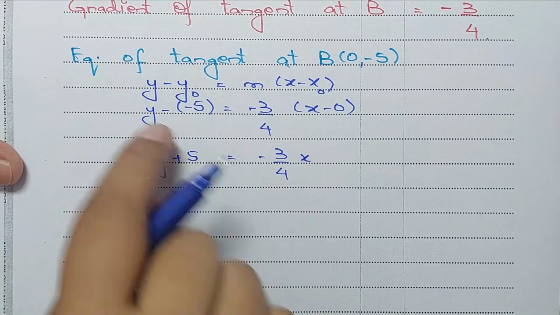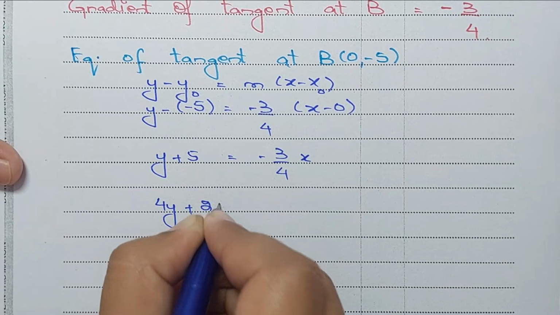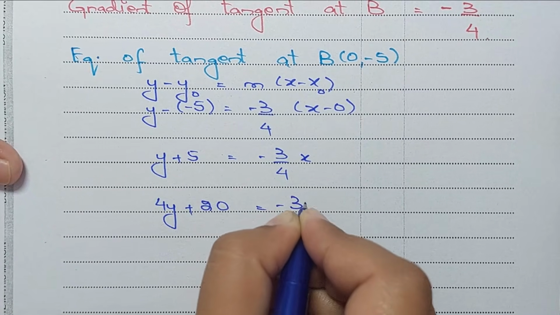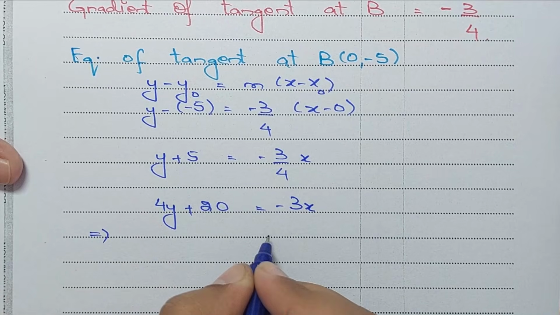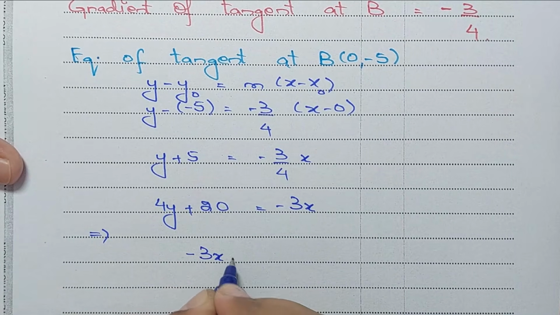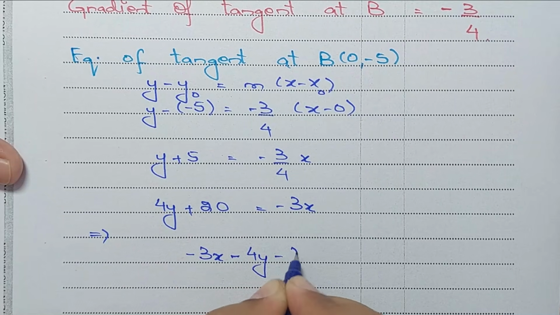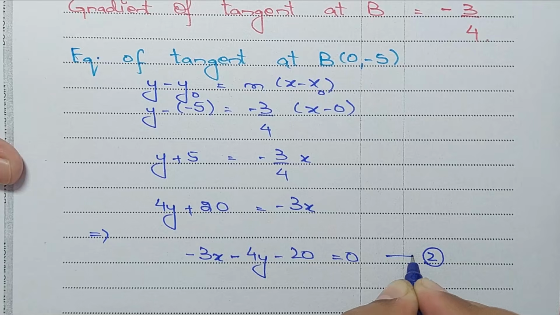So cross multiplied with 4: 4y, and 4 times 5 is 20, and this is minus 3x. Okay, shift all the terms over here. So we can say minus 3x minus 4y minus 20 equals 0. This is my second equation.